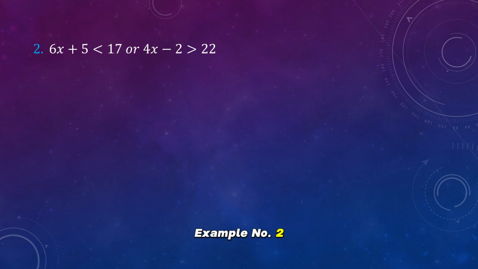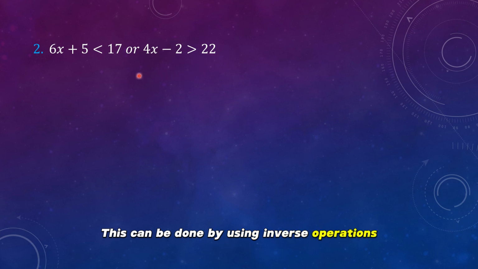Example number 2. 6x plus 5 is less than 17, or 4x minus 2 is greater than 22. We are going to solve for the values of x in each inequality by isolating x. This can be done by using inverse operations.